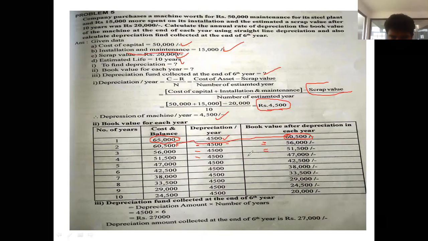This minus equal to minus 47,000 equal to 42,000. This is the same process carried out for 10 years, and finally, to calculate the depreciation amount for 6 years, the accumulated depreciation amount collected over 6 years will be 27,000. So very simple problems are there.